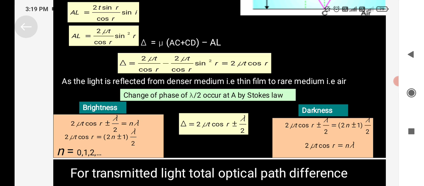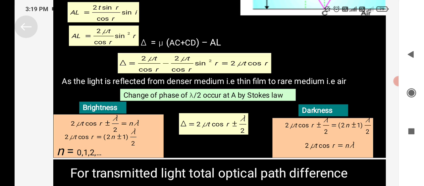Now as the light is reflected from the denser medium, that is the thin film, to the rarer medium, that is air, by Stokes' law there is a phase change of pi, or a path difference of lambda by 2 will be added there. So we have the total path difference delta is equal to 2 mu t cos r plus or minus lambda by 2.